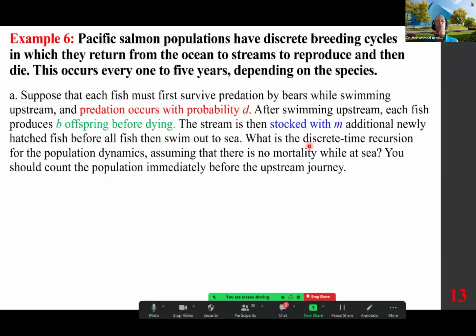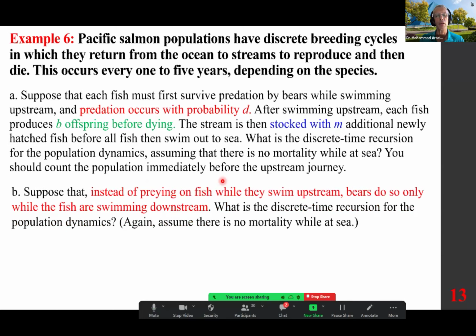What is the discrete time recursion for the population dynamics, assuming that there is no mortality while at sea? You should count the population immediately before the upstream journey. Here's the second method. Suppose that instead of preying on fish while they swim upstream, bears do so only while the fish are swimming downstream. What is the discrete time recursion for the population dynamics? Again, assume there is no mortality while at sea.